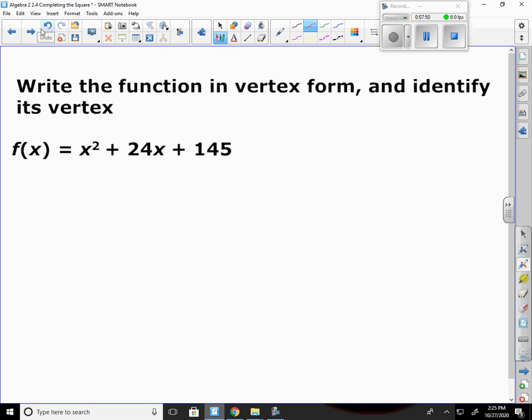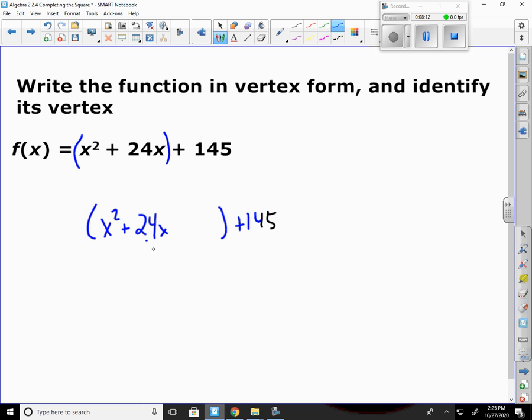Write the function in vertex form, identify its vertex. So the first thing that we need to check is there anything in front of the x squared? There is not. So now we can break it up. X squared plus 24x, close our parentheses, plus 145.